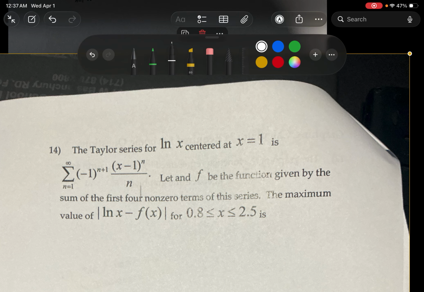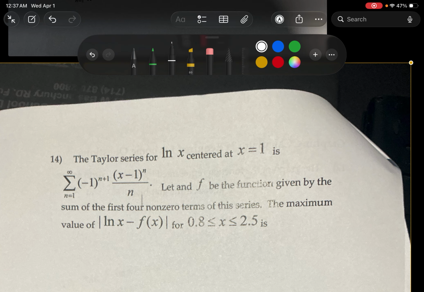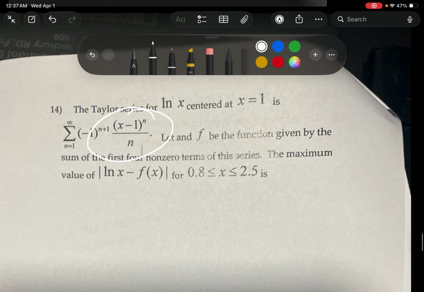4th degree. Alright. So there's going to be x minus 1 to the 1 over 1. We're not going to add that.